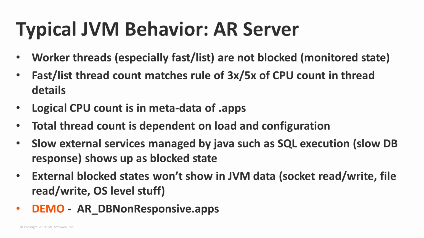Okay, but anything that is slow external to the AR server, such as a slow SQL query or slow DB response, will show up as a block state inside the AR server, and the block state is shown up in either fast or list depending on which AR API you call.